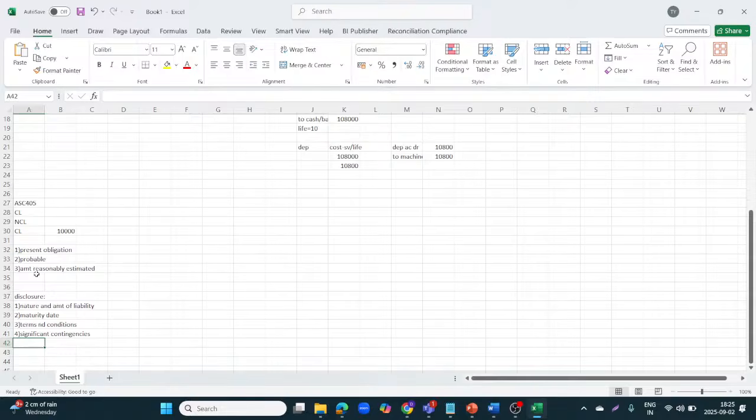So at last we'll conclude Accounting Standard Codification 405, which covers the accounting and disclosure of liabilities. Here we also included current liability, non-current liability, and contingent liability. We also saw how to recognize liabilities when they are probable and measurable, and what the disclosure requirements are. This builds trust with the stakeholders. So that's all we discussed in Accounting Standard Codification 405.